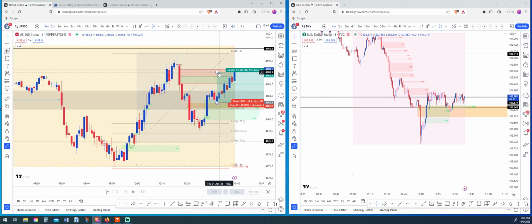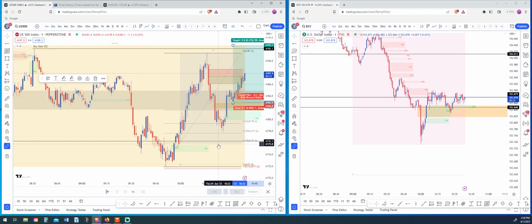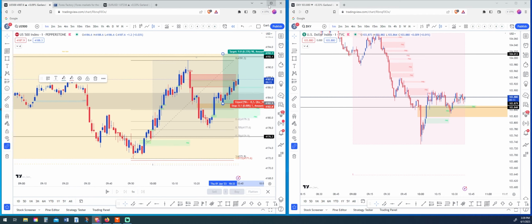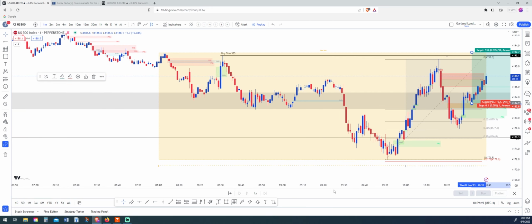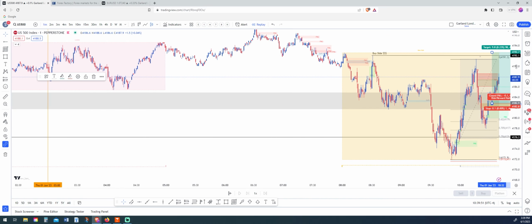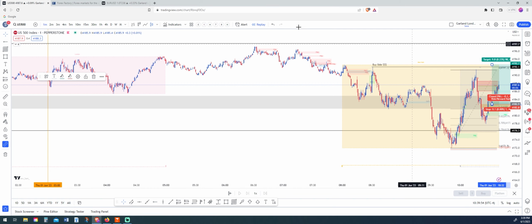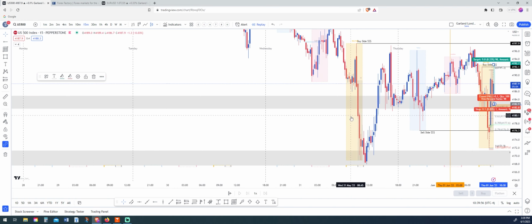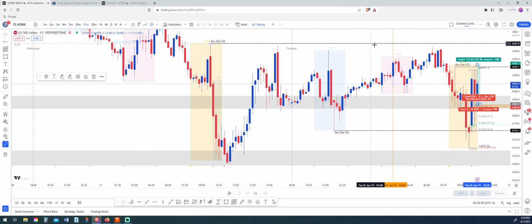The ultimate target would be taking out the session highs at the very least. Possibly even going for the daily high with all of these equal highs. Buy side, relative equal highs. There's a lot of liquidity built up over here.